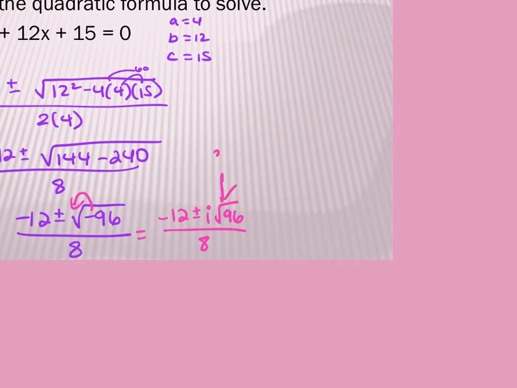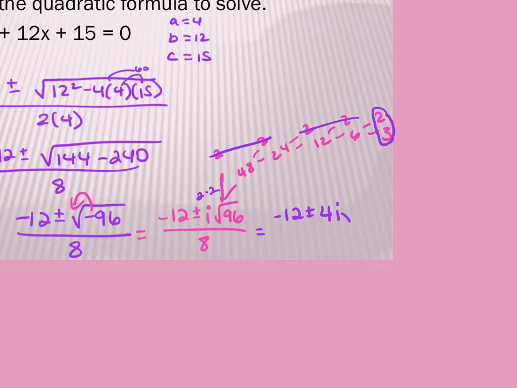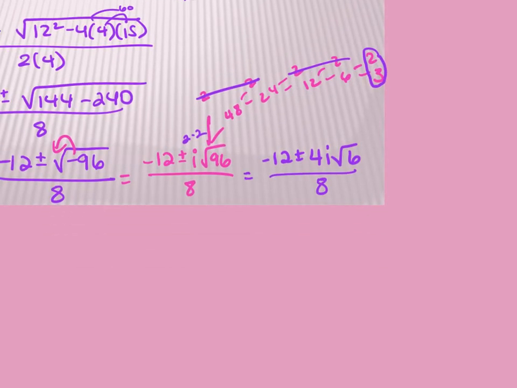96 breaks down into 2 and 48, 2 and 24, 2 and 12, 2 and 6, 2 and 3. That's one pair of 2's, second pair of 2's, and the 2 times 3 stays underneath. So now I have negative 12 plus and minus 4i root 6 over 8. All of that's divisible by 4. This is 1, this is 3, this is 2. So I get negative 3 plus and minus i root 6 over 2.